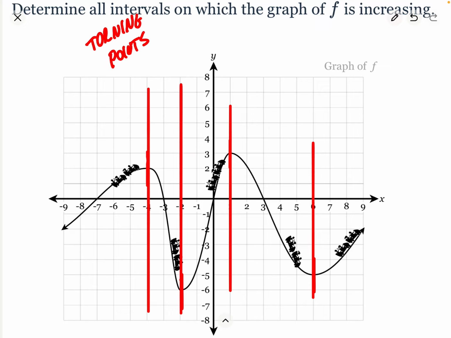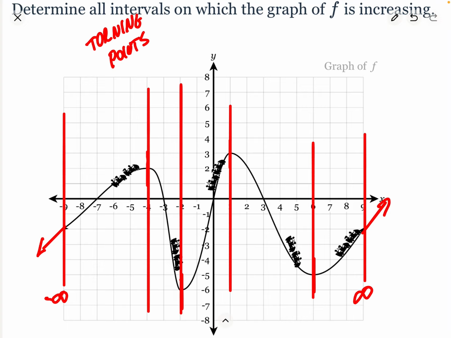Now, remember, intervals need two numbers. So to get this interval here, I have to draw the left bound. And because there's an arrow, that technically means that it's going out. So this is going to be a negative infinity. That's going to be the left bound. And then the same thing happens over here. Since that's an arrow, it would continue on. So the right bound would be a positive infinity.